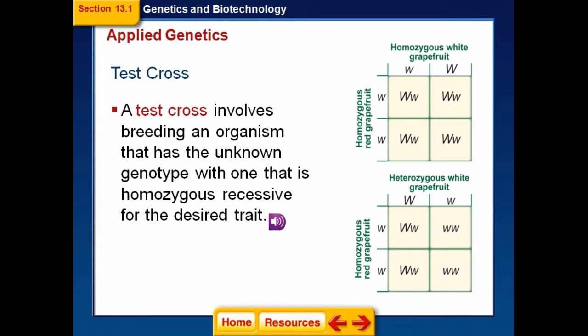A test cross. This involves breeding an organism that has an unknown genotype with one that is homozygous recessive for the desired trait. The reason for this, usually with plants, is that it helps scientists figure out what genotype that unknown organism actually is, so that in future generations when it's bred they'll be able to predict what kind of individuals will be produced from that breeding.